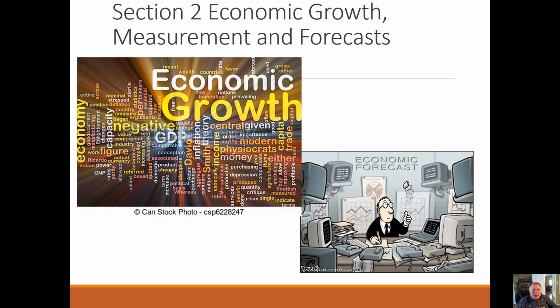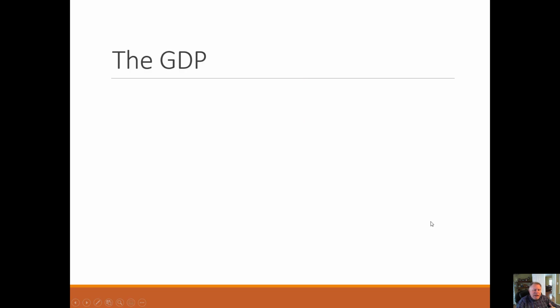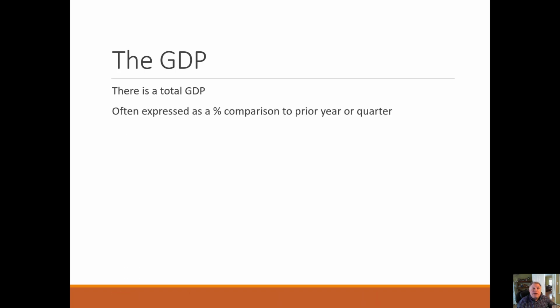Section 2. Let's take a look at economic growth, measurement, and forecasts. Let's start with the GDP. You all know what it is, but there's total GDP. It's often expressed as a percent comparison to prior year or prior quarter. Trends are important, not necessarily a point in time. A point in time can be a flag or a signal, but it's really the trend of what's happening.